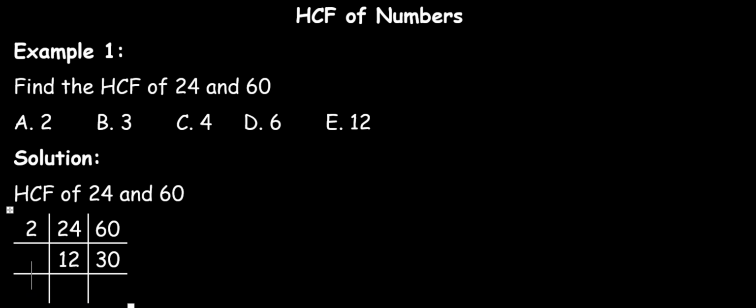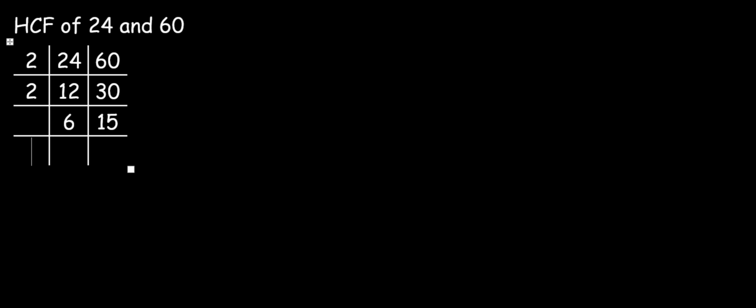Yes, we can still take 2. By careful observation, 2 can still divide through. 2 divides 12 to give 6. 2 divides 30 to give 15. A careful observation will show that 2 cannot divide both resulting numbers. But 3 can, so we apply 3. 3 divides 6 to give 2. 3 divides 15 to give 5.